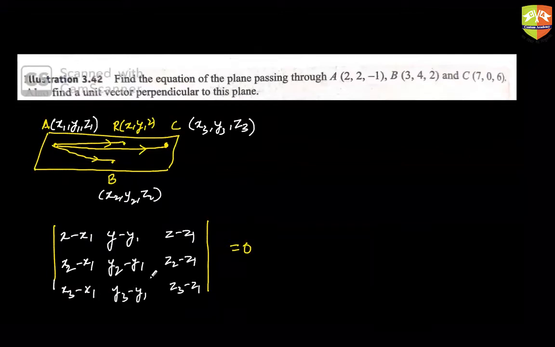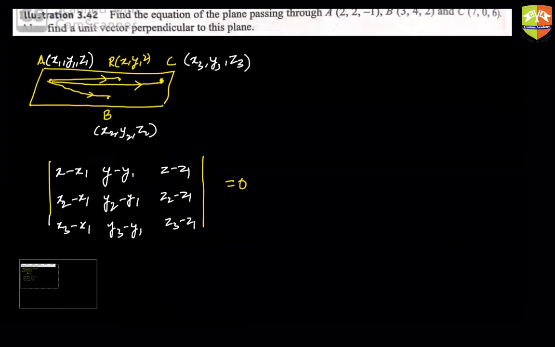Now let me tell you, it doesn't really matter which three vectors you are taking and writing their STP as zero. You could have taken BC vector also, you could have taken AB vector also, you could have taken RA vector also, but R must be there, else your equation will not come. So take any three vectors formed by these four non-collinear points. In fact, four coplanar points to be more precise.